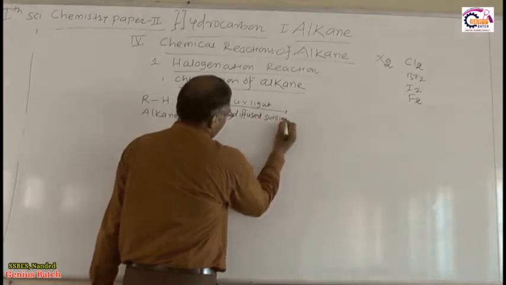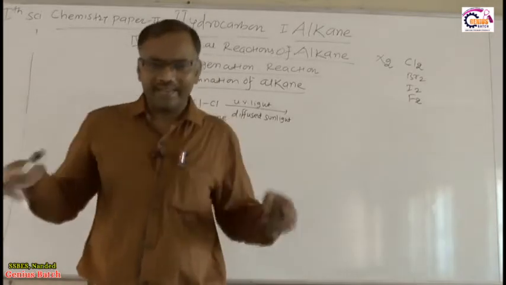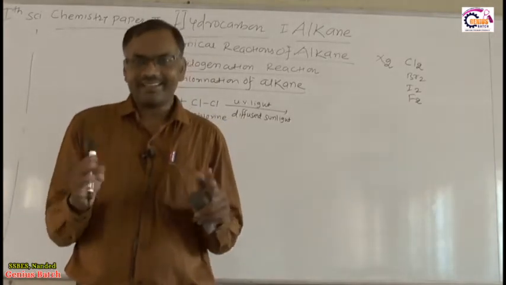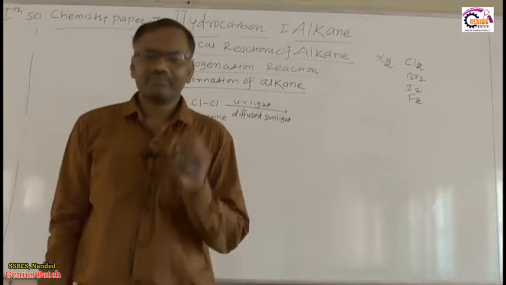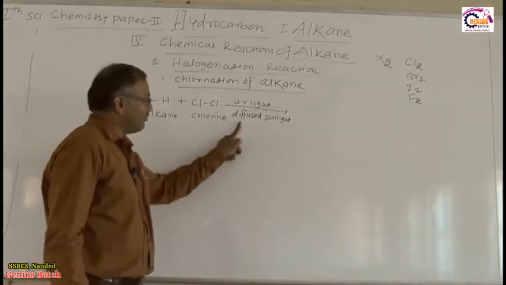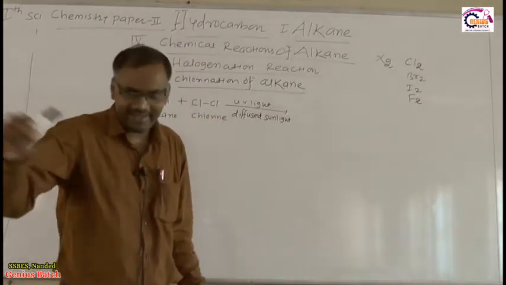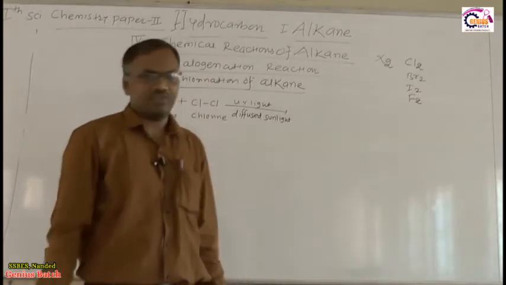Sometimes the word used is diffused sunlight. So what is the diffused sunlight? The light rays vibrating in all the directions is called diffused sunlight. What is meant by diffused sunlight? The light rays vibrate in all the directions. That is called the diffused sunlight.